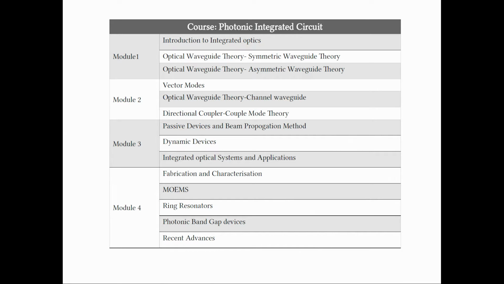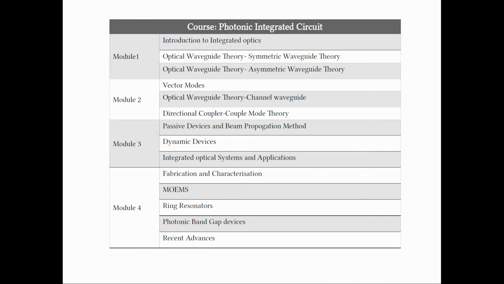So in the module 3 we looked at many passive devices as examples and looked at the methods to analyze such problems. One particular method that we talked about is called the beam propagation method, which is a semi numerical method which can be used to study many passive devices which otherwise could not be analyzed in a direct method. Then the dynamic devices consist of control of the properties of optical waveguides using external effects such as electro-optic effect, magneto-optic effect, and so on and so forth. Then of course finally we have seen some examples of integrated systems and applications to optical communications, optical sensors, and so on and so forth.